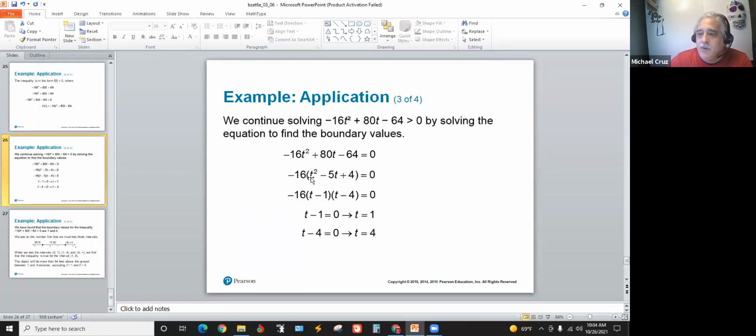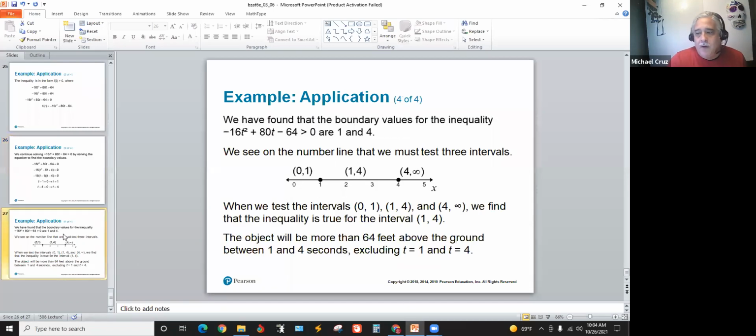All right, and so t squared minus 5t plus 4 factors as t minus 1, t minus 4. So t minus 1 is equal to 0, so t is equal to 1. T minus 4 is equal to 0, so t is equal to 4. So we got two boundary points. All right. So the boundary points were 1 and 4. And then we're going to check 1 over here.